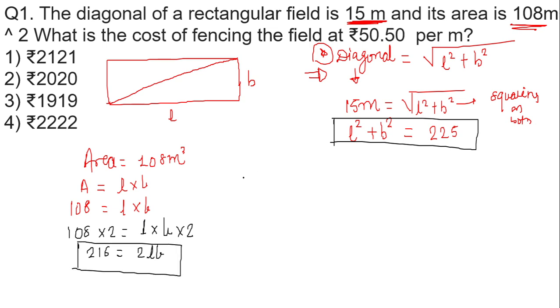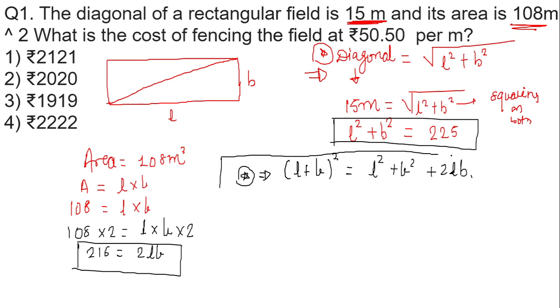In simplification formulas, I have explained one formula. That was L plus B the whole square is equal to L square plus B square plus 2LB. This was the formula that I have explained already, that is A plus B the whole square is equal to A square plus B square plus 2AB. If you don't know, please note down these three formulas.